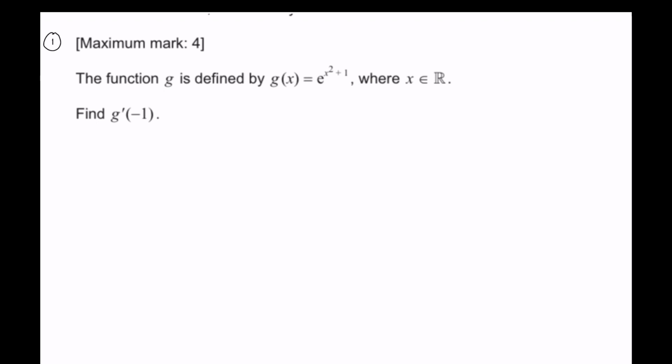So here's our first problem. Your function g is defined by g(x) equals e to the power of x squared plus 1. We have to find g dash of 1. So first we'll differentiate the function.